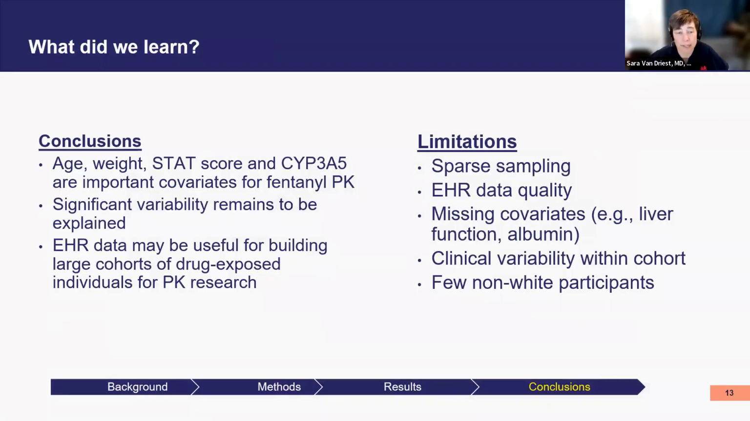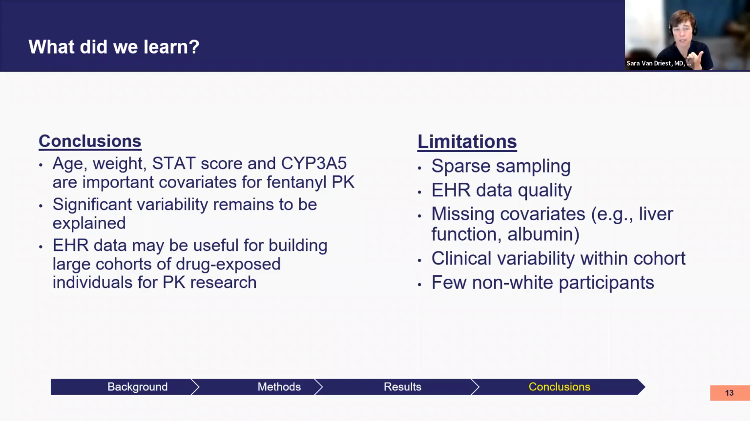So what did we learn from this study? Well, we could see that age, weight, the STAT score, and CYP3A5 are important covariates for fentanyl pharmacokinetics. This we observed in this cohort of children who had undergone cardiac surgery. However, as I mentioned, significant variability remains. And as a broader conclusion, this is a demonstration of how electronic health records data may be useful for building large cohorts of drug-exposed individuals for pharmacokinetic research.